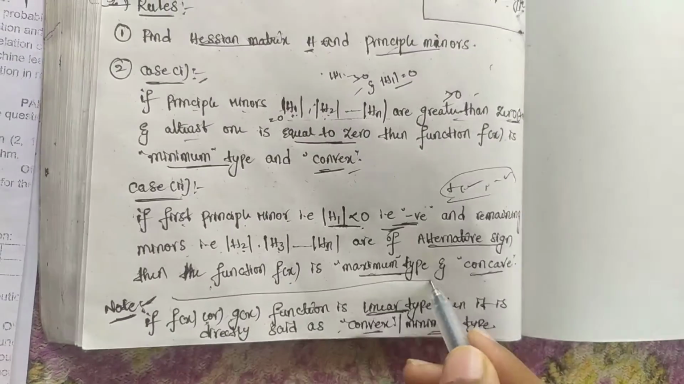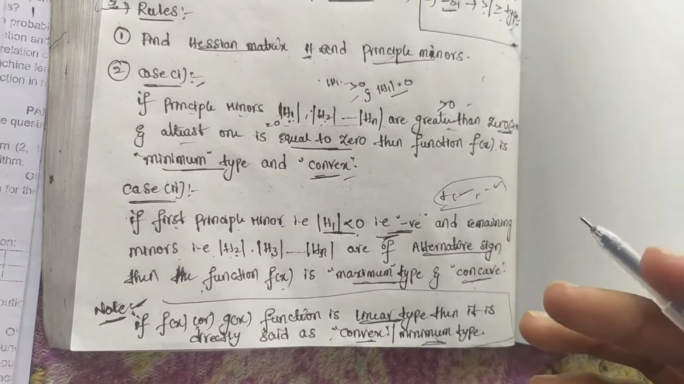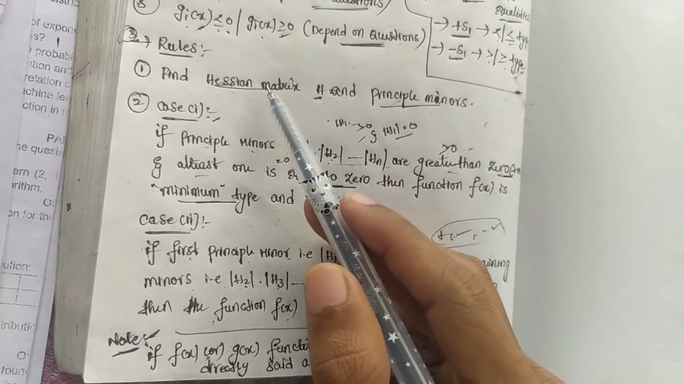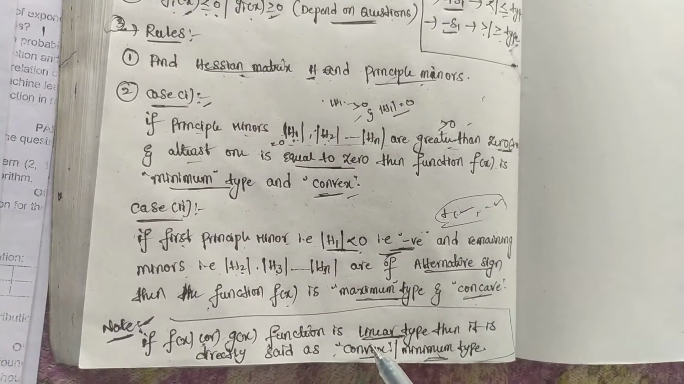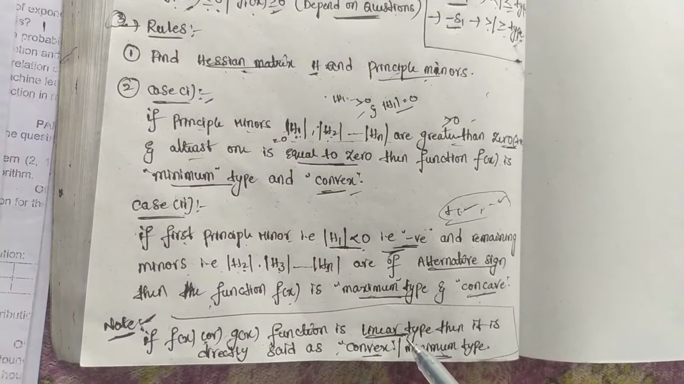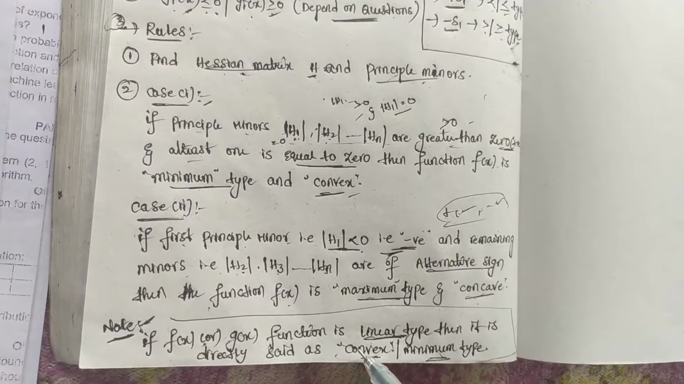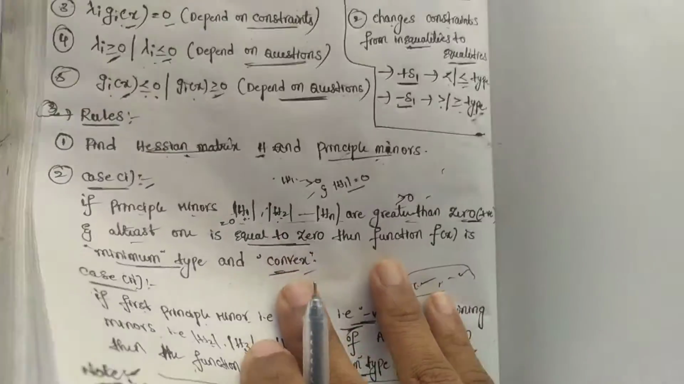It is the shortest way to prove that it is convex or concave, or maximum type or minimum type. We do not have to do the Hessian matrix or principal minors. By seeing this note, we can directly say it is a linear type equation or function, so it is directly set as convex or minimum type. Let us do an example problem.